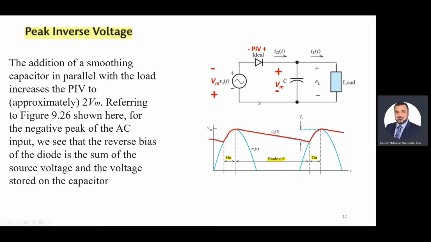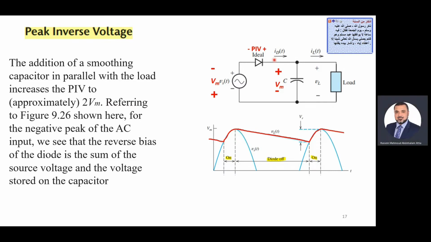As we know, the voltage across the load is this red line. This red line is the voltage across the load VL. Tamam? So the diode is on in this time. During this time, diode is on. During all this time, diode is off. So the diode is off when the voltage of the input starts to decrease from V maximum.